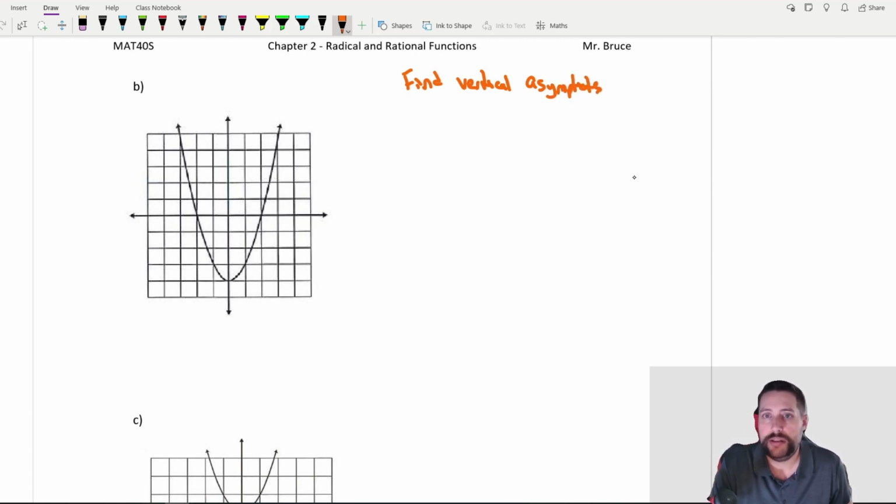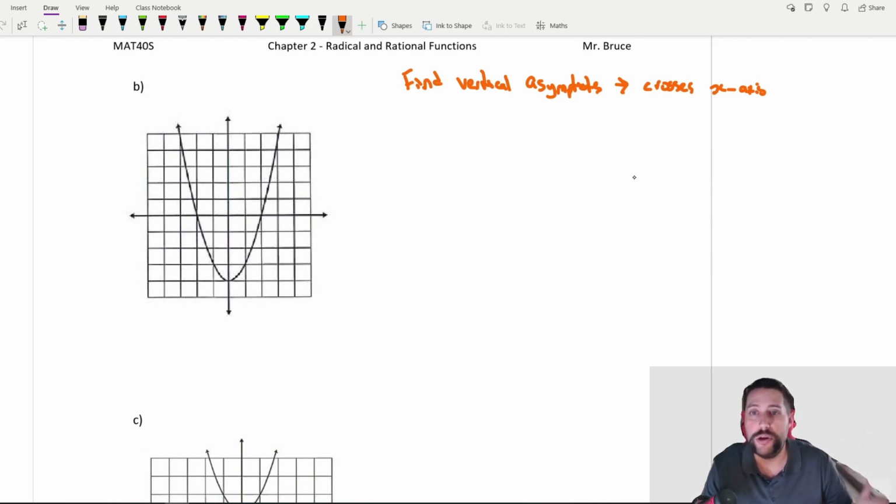Okay. And how do we do that? It's whenever the parent function crosses the x-axis. Okay, so wherever your parent function crosses the x-axis, that is where you will find your vertical asymptote. There we go. Okay, so in this particular graph, it's going to be located here, at x is equal to 2.